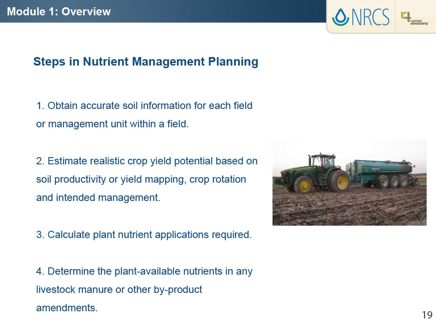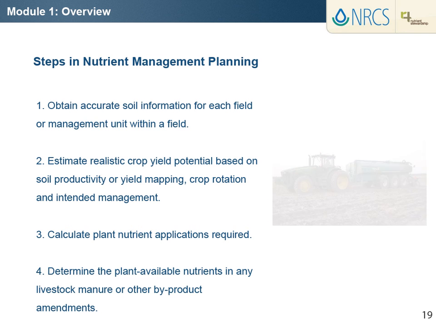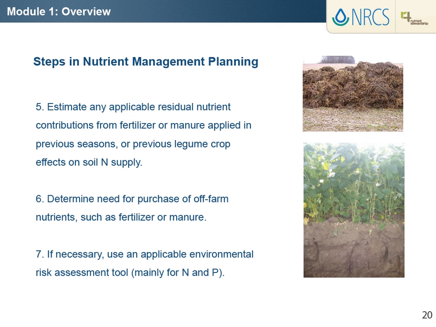Determine the plant available nutrients in any livestock manure or other byproduct amendments for estimating application rates. Account for any applicable residual nutrient contributions from fertilizer or manures applied in previous seasons or previous legume crop effects on soil nitrogen supply. Also, determine need for purchase of off-farm nutrients such as fertilizer or manure.